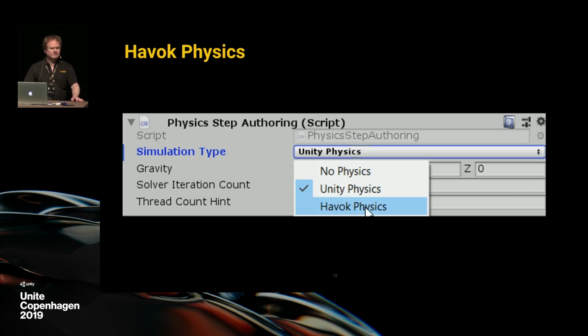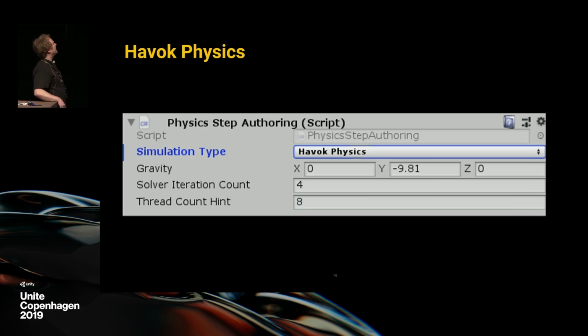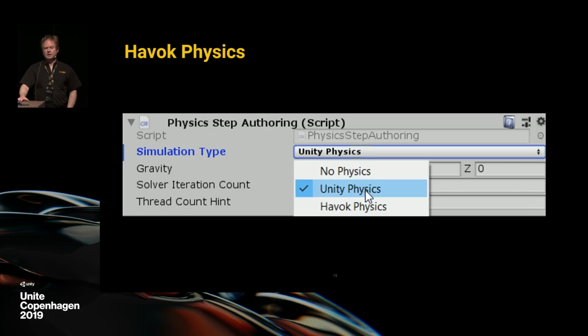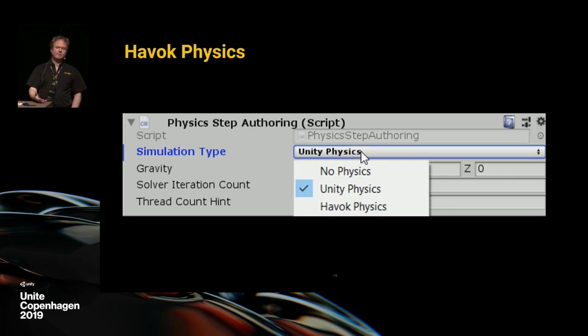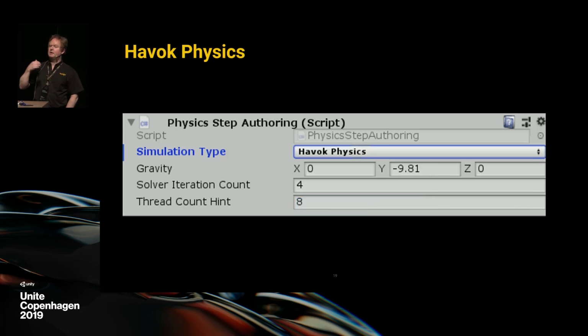In order to turn on Havok Physics, if you've got any demos, you can get the Unity Physics demos from GitHub. And in order to turn all of those demos over to using Havok Physics, there is one prefab with all the physics settings in it, and it's just a matter of changing from Unity Physics over to Havok Physics. The same authoring data is used for the conversion, the same component data is used for the runtime, and at this particular point, we're just swapping out the back end.